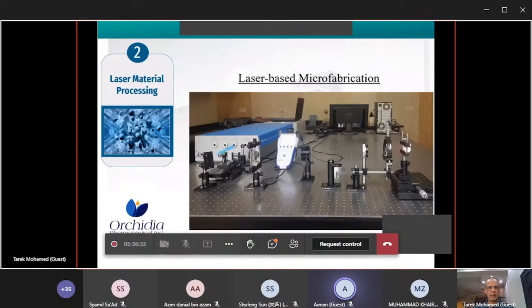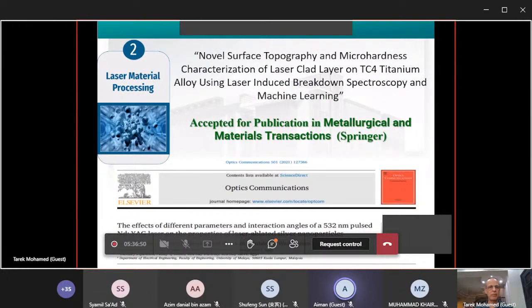And this is laser-based microfabrication. We use a femtosecond laser to create some nanoparticles and micro holes. So we reach a few micro hole sizes, and very symmetrical holes.